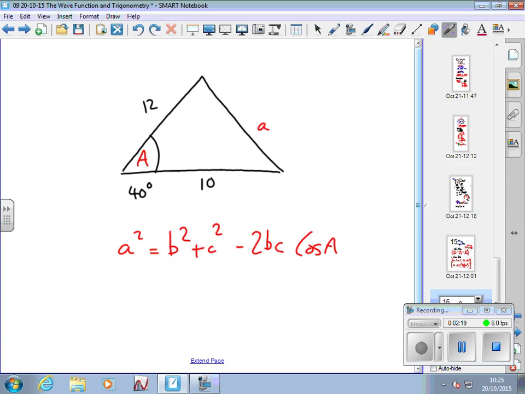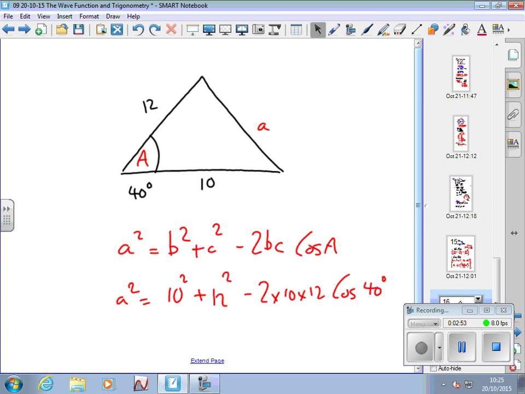But now we can use it. It doesn't matter which side we call B and which side we call C. B is 10, C is 12, or the other way around. We just need to know the other two sides. So we just put in the information now. A squared equals B squared, well, let's call that 10, plus C squared, minus 2 times the other two sides, 2 times 10 times 12, times the cosine of the angle, 40 degrees.